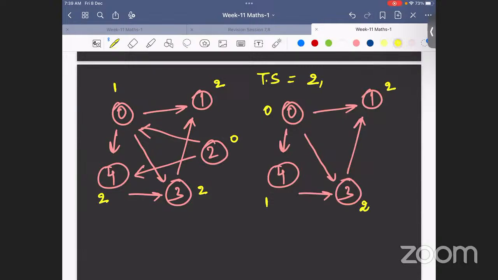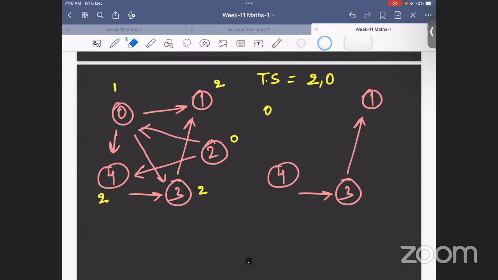Correct? Now which vertices you have to choose? The vertices which has in degree 0. Correct? So you can choose this one, 0, right? And then you can write it here in your topological sequence. After that you have to remove this 0 along with all the incident edges. Correct? Now you have to update the value of in degree again.